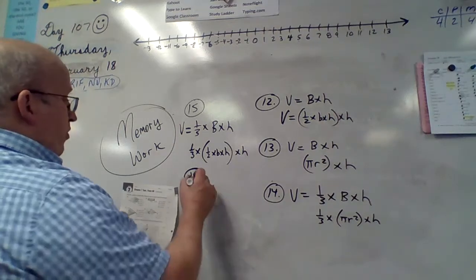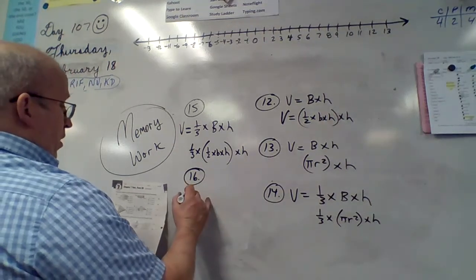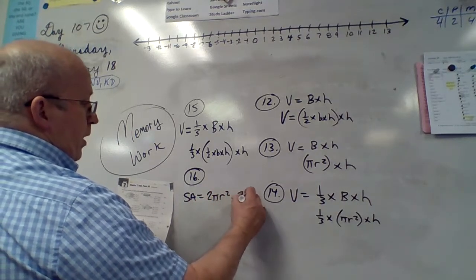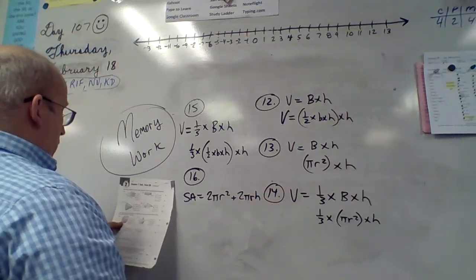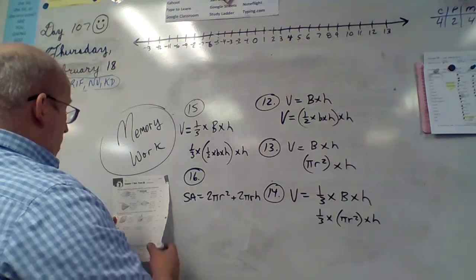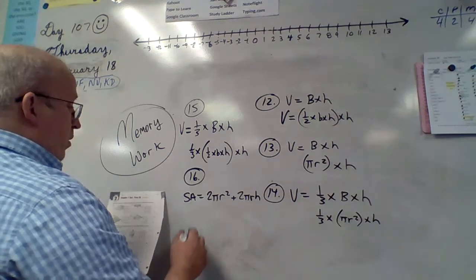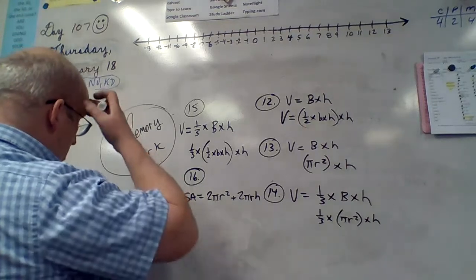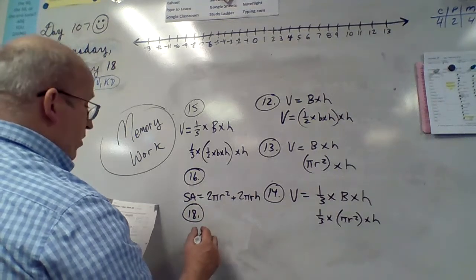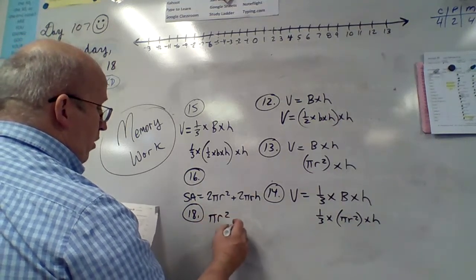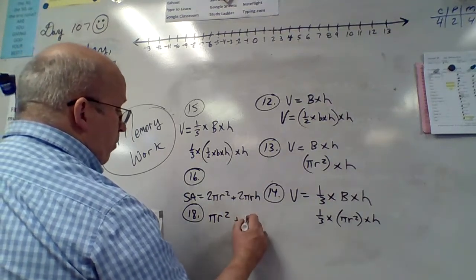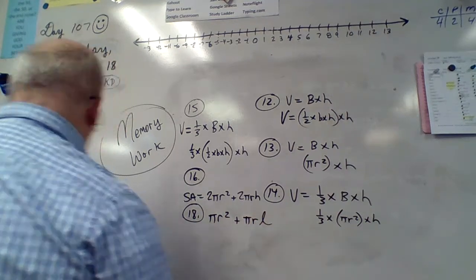Okay, back now, 16. We need surface area. Surface area of a cylinder is 2 pi r squared plus 2 pi rh, right? I'm going to skip 17. If you want to ask me about it, go ahead. Number 18. What about the cone? Isn't that pi r squared plus pi r l for lateral height?